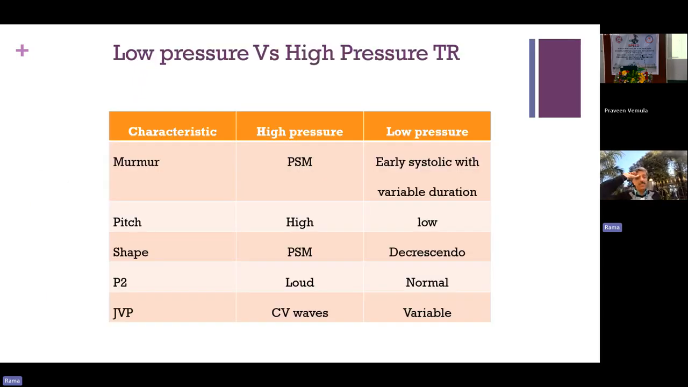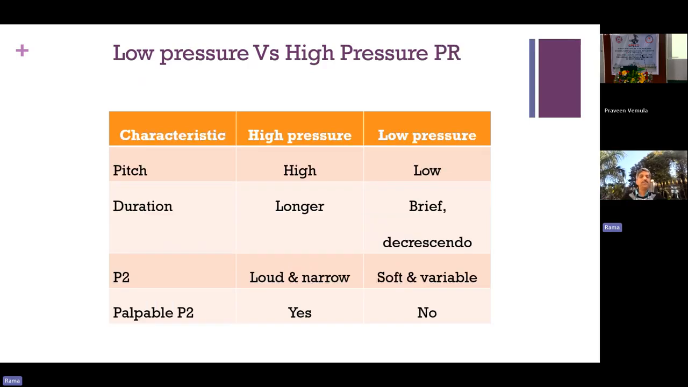If there is a TR murmur, you have to differentiate whether it is a high pressure TR or a low pressure TR. High pressure TR is a pansystolic murmur, high pitched with a PSM shape, with P2 being loud and CV waves present. Whereas low pressure TR will have an early systolic murmur of variable duration, low pitched, with a decrescendo characteristic and normal P2. In the same way, consider high pressure versus low pressure PR.